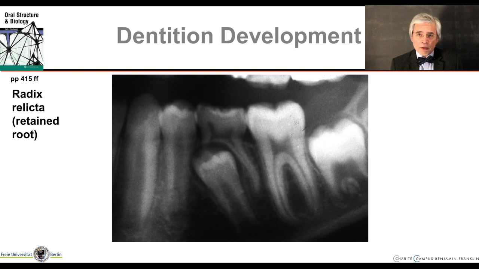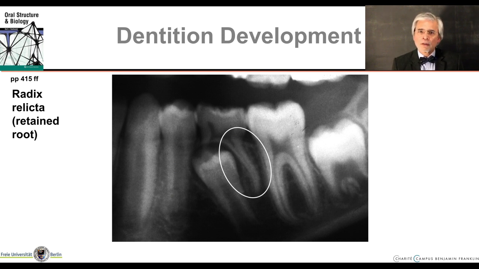And on the other hand, we also see situations where the erupting bicuspid has not managed to completely resorb the roots of its deciduous predecessor. Then a radix relicta remains. By the way, this was the first term in Latin that my son knew, because he had such a radix relicta and it had to be removed.